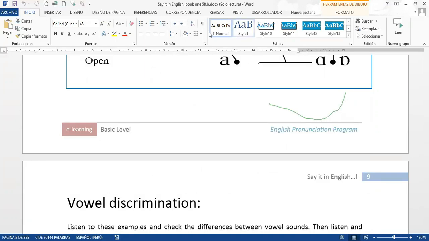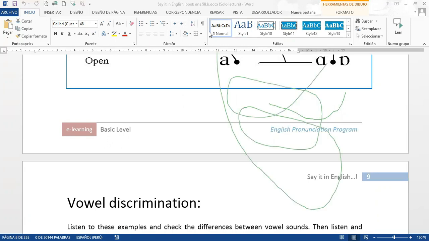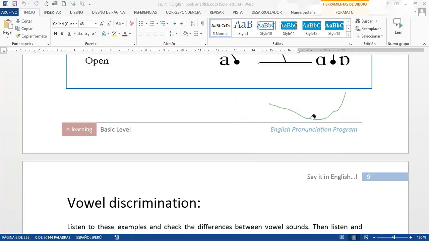Okay, let's see. Let's erase. We have a little problem. I don't know why we have this little problem. So let's erase this. Once in a while it appears, but okay, it's over. Okay, very well. Let's keep going. Okay, let's see right here. Oh my God.